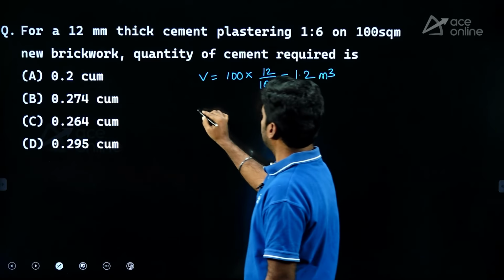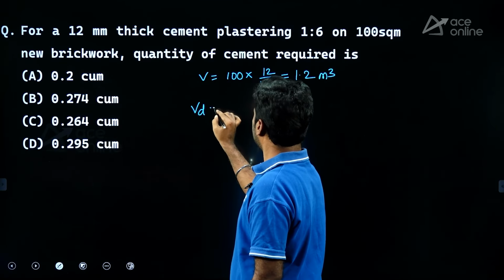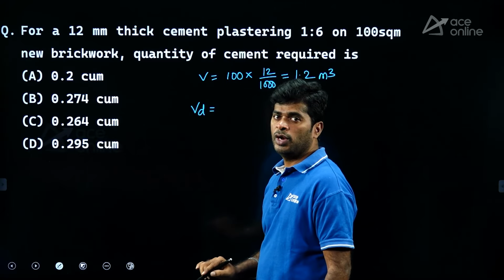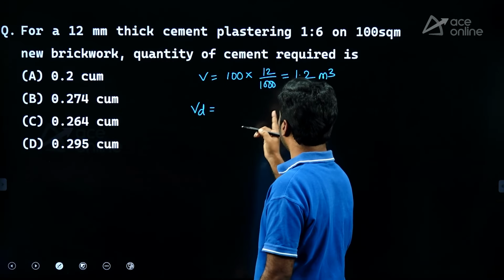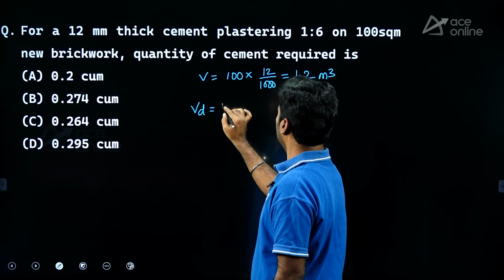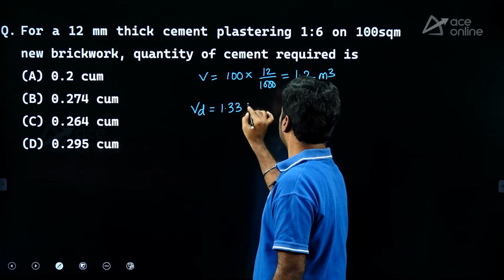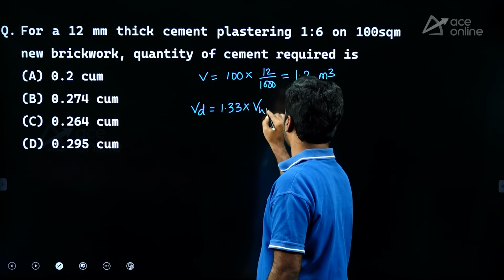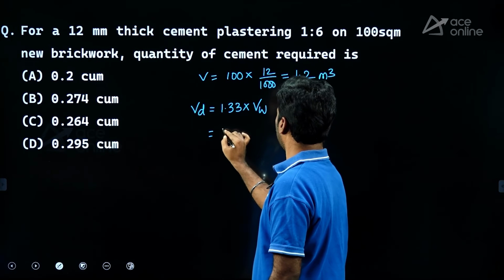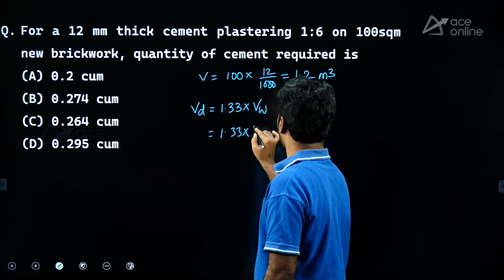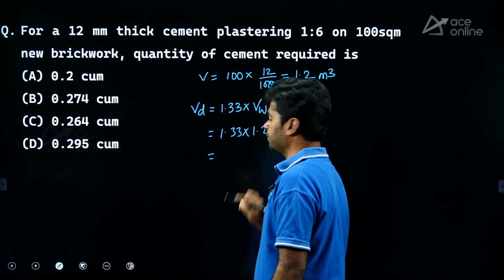Now, dry volume is 33% more than wet volume. This is the wet volume. Dry volume we want, that is 33% more than wet volume. Now substitute 1.33 into 1.2. You will get something here.